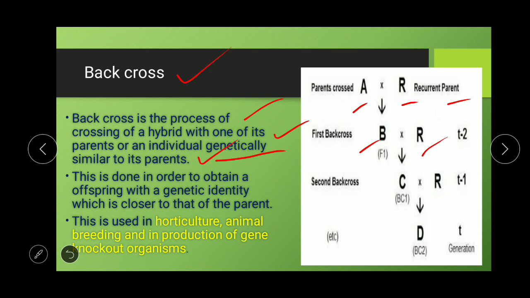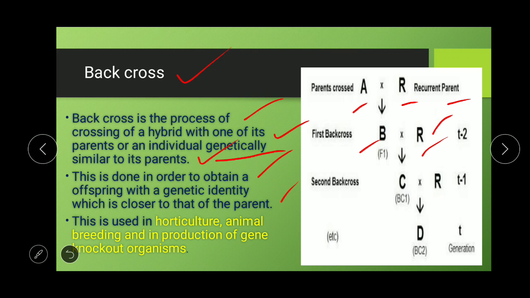So T generation, T1, T2, T3, you can see like this. So F1 you can see, so the R is crossed with the offspring you are getting again and again. This is done in order to obtain an offspring with a genetic identity which is much closer to that of the parent. For example, a parent is having very superior quality.